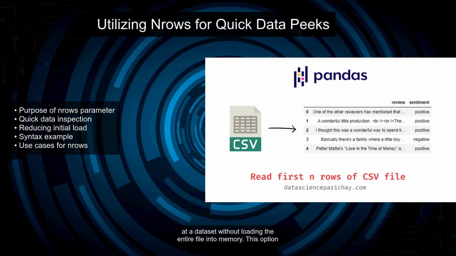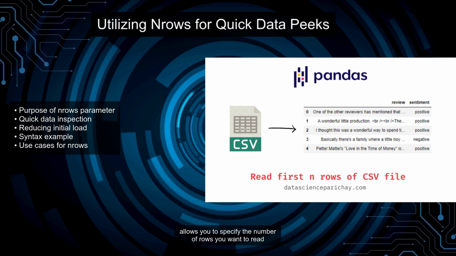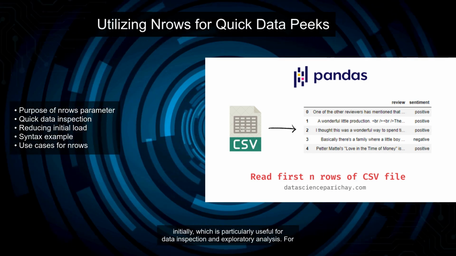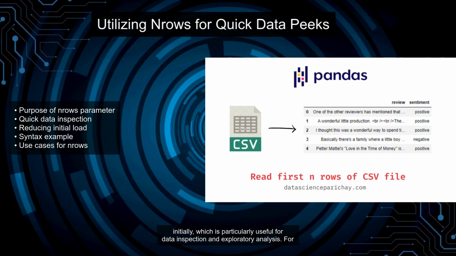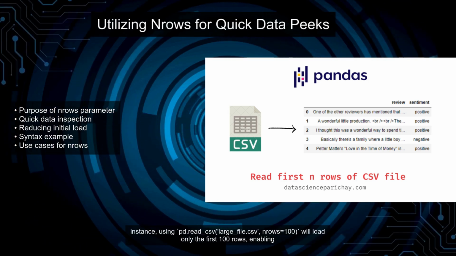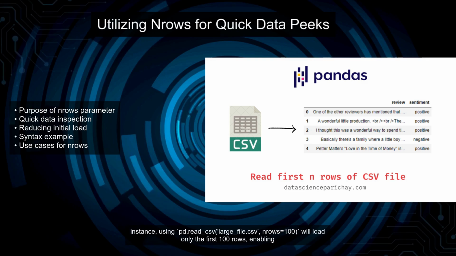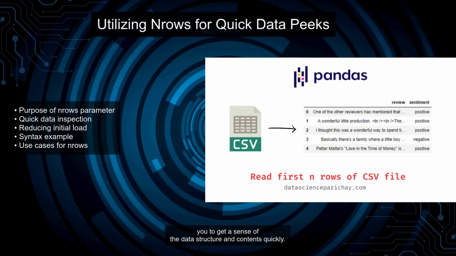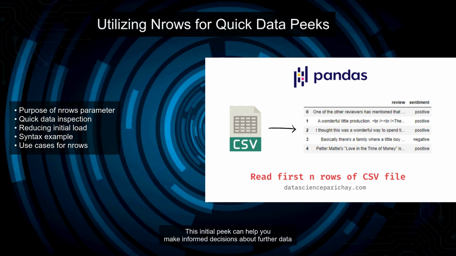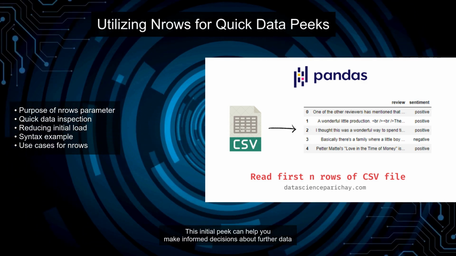This option allows you to specify the number of rows you want to read initially, which is particularly useful for data inspection and exploratory analysis. For instance, using pd.read_csv('large_file.csv', nrows=100) will load only the first 100 rows, enabling you to get a sense of the data structure and contents quickly.